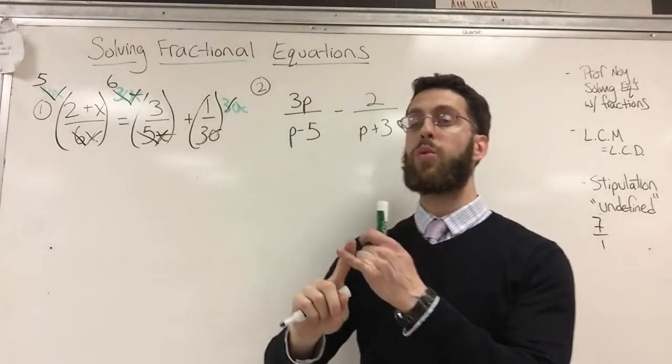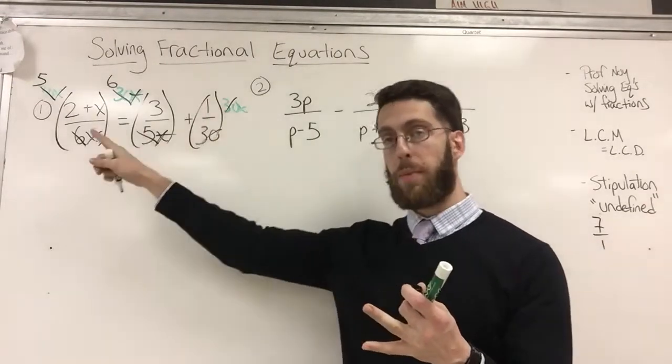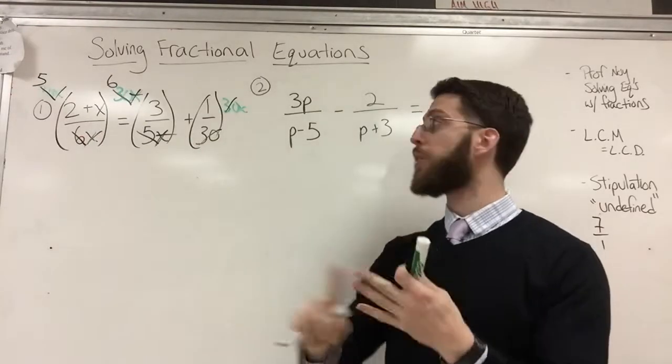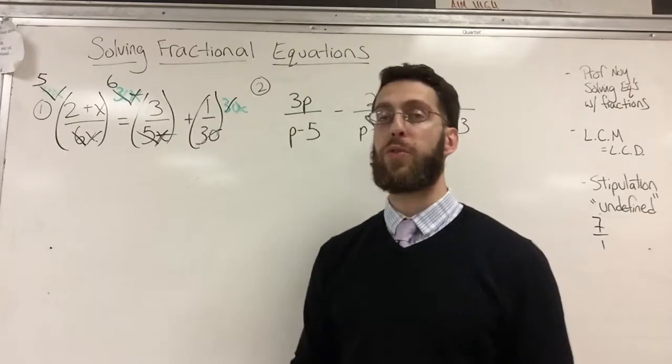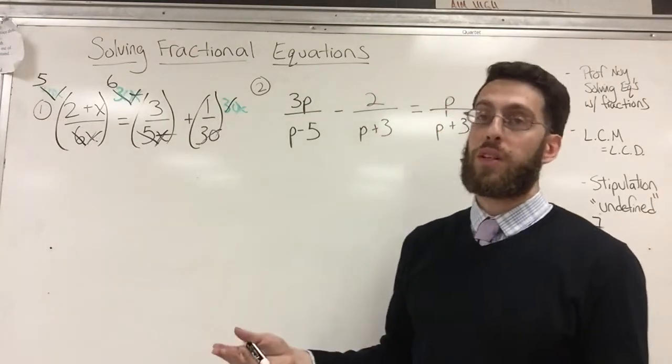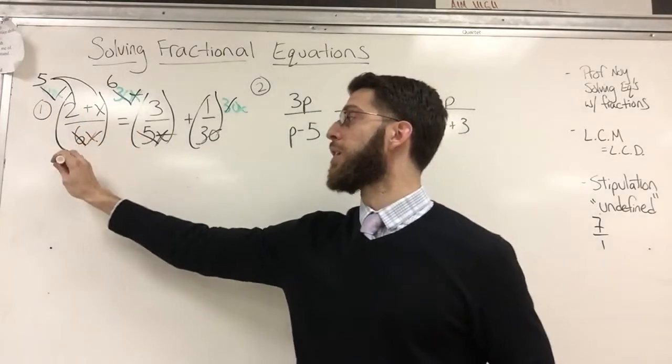So step 1 was to find the least common denominator. Step 2 is to multiply by the least common denominator. Step 3 is to cross cancel that least common denominator. Guess what step 4 is? Just put everything together, whatever's left. So I got 5 times 2 plus x. I'll write that for you.